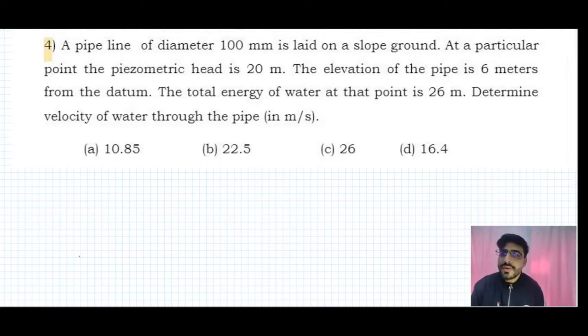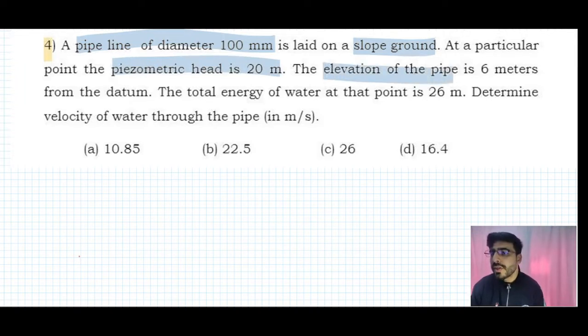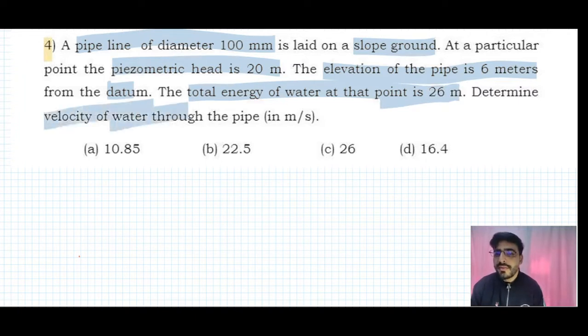So let's go straight to the problem. We have a pipeline of 100 diameter laid on a slope ground. The question says at a particular point the piezometric head is 20 meters. Also the elevation of the pipe is 6 meters from the datum. It is given that total energy of water is 26 meters, okay? And we have to determine the velocity of water through the pipe.